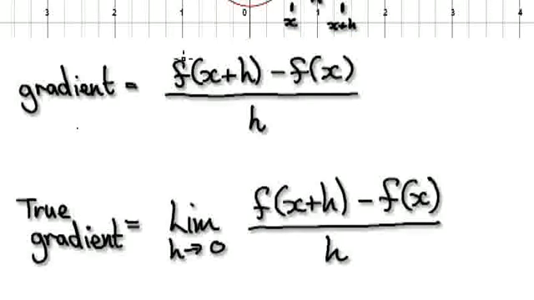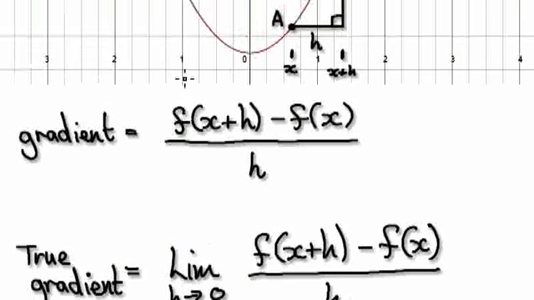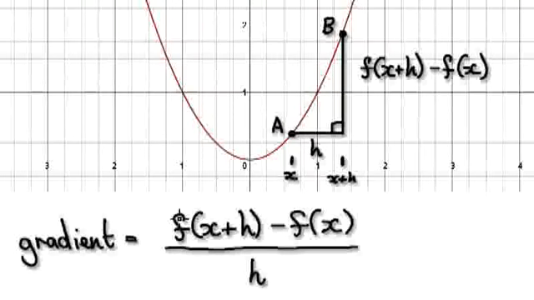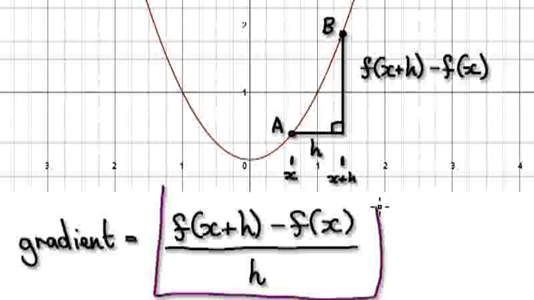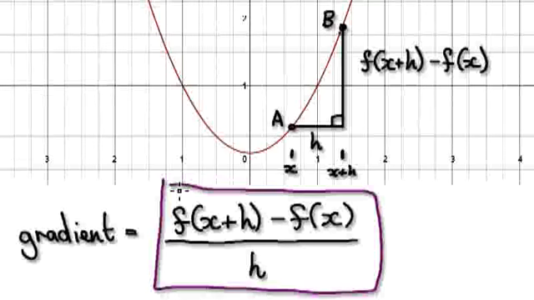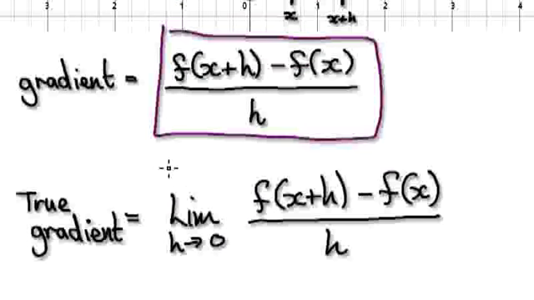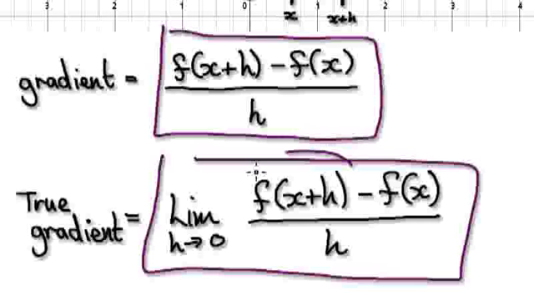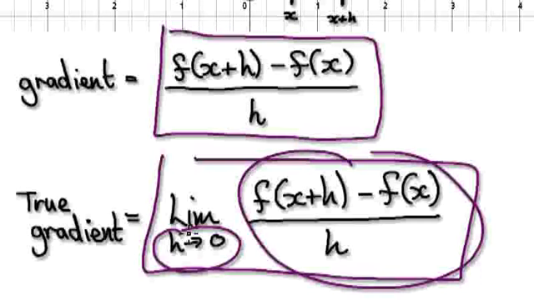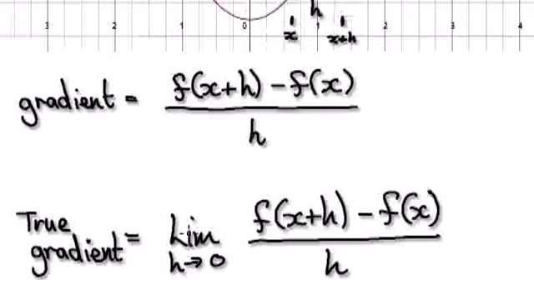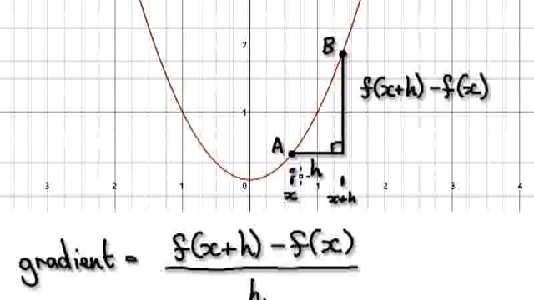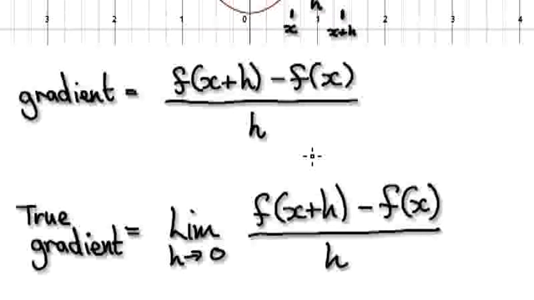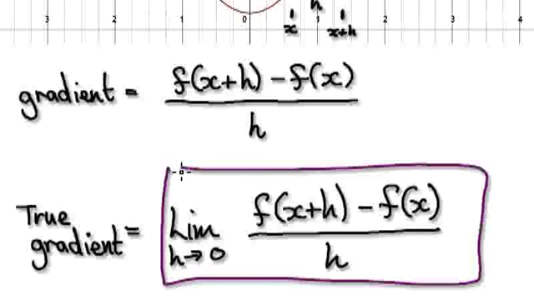Let me just repeat it one more time. Currently the gradient that exists between A and B is given by this. But in order for you to get the true gradient at A, the true gradient equals the limit of this whole thing here as h tends to 0. Looking at this diagram, you would need to get h to be smaller and smaller until it approaches 0. So the true gradient is given by this.